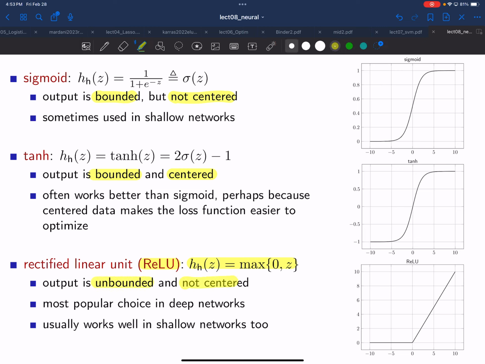And it's also not centered. And there's variations of this where they've tried to make it more centered. They actually work a little bit better. But this is kind of the workhorse. It's very popular in deep networks, but it also works relatively well in shallow networks also. So these are 3 examples. There's many, many more, but these are probably the most common ones, at least for shallow 2-layer networks that people would talk about. Okay, the key is that they're all somehow nonlinear.